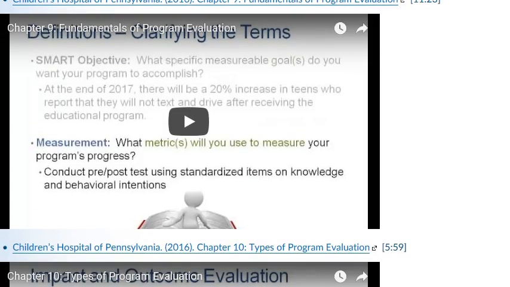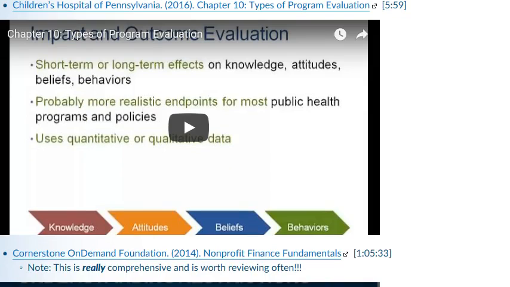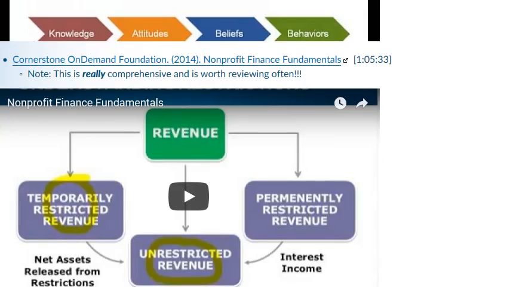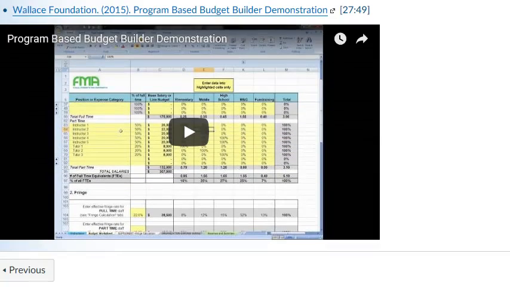Clarifying terms in terms of developing SMART objectives, again, specific, measurable, achievable, realistic, and time-phased. Looking at the impact and outcome evaluation. So you want to look at this video on evaluation, and then there are several videos around the budgeting process. So lots of resources for this week to take advantage of as you do the learning activities for this week.